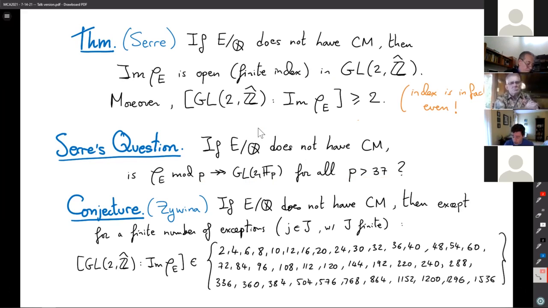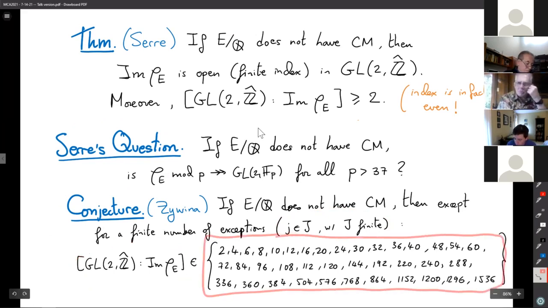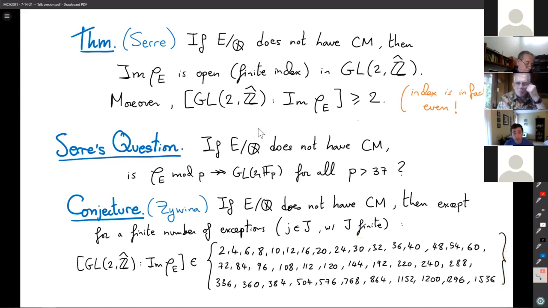And more recently, in terms of indices, Zywina has proved that if you assume a positive answer to this, that this is always surjective for p bigger than 37, then if E does not have CM, except for a finite number of exceptions of some finite set of j-invariants, the index is one of these. So there is actually a candidate list of indices that this image can have. This is not the entire list of possible indices. Inside this finite set J, there are some other even larger indices. I'll show you an example in a moment also.